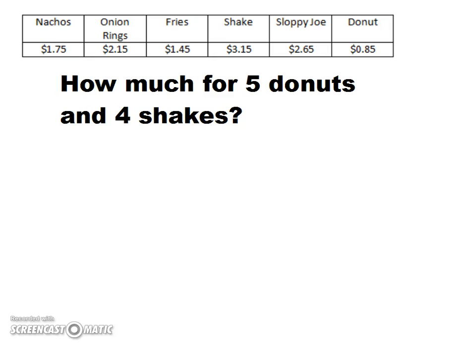How much for 5 donuts and 4 shakes? So I'm going to use the donuts. 5 donuts would be 85 cents times 5. 5 times 5, 25. 40, 42. My decimal 2 spots. $4.25 for the donuts.